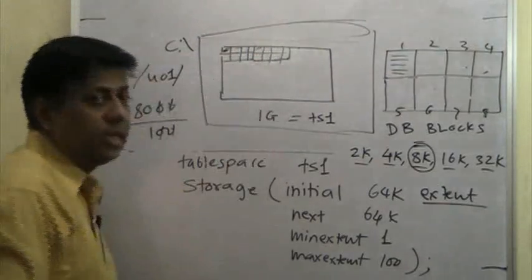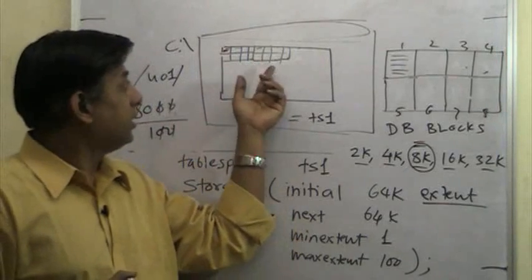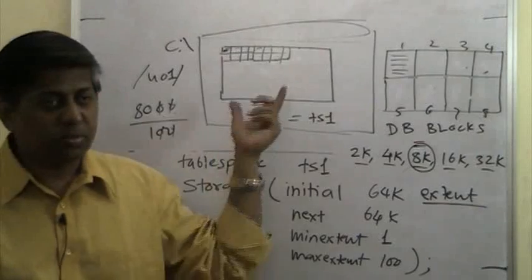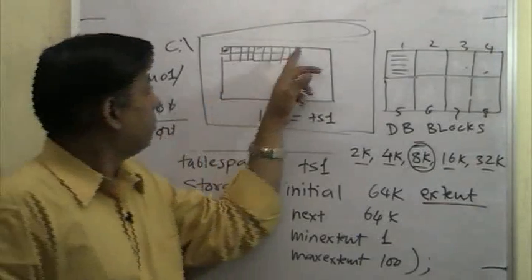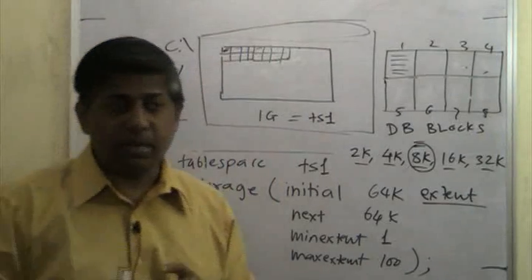In the second extent's first block, that is where things will start happening. And now you will see so much of the space is empty here. So much of the space is empty, and all those things are reserved for table A. Now you have created table A, no problem.